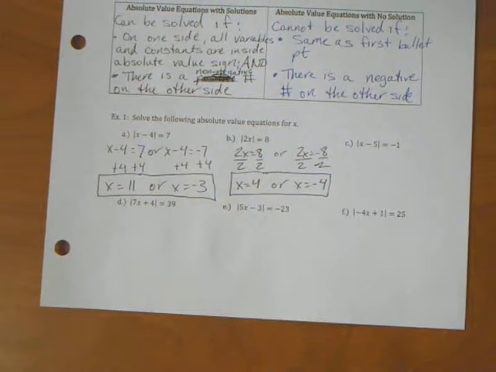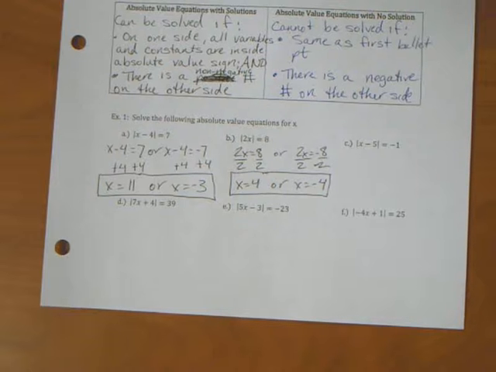So there's really nothing to graph when we're talking about absolute value equations. Yeah, you can put points on the number line, but we're not really going to talk about graphing absolute value equations. What we are going to talk about, though, is graphing absolute value inequalities, which we're going to spend Wednesday and Friday on.